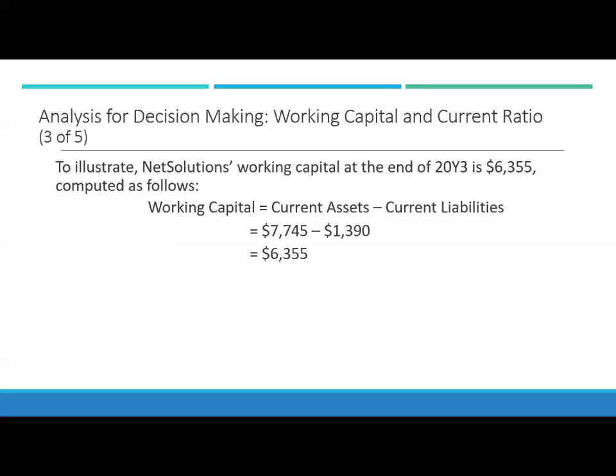And for example, if we have current assets of 7,045 minus current liabilities of 1,390, then we have a working capital balance of 6,355.